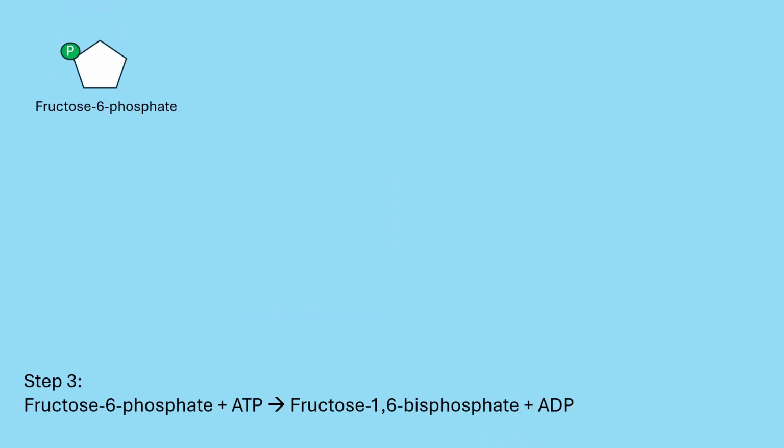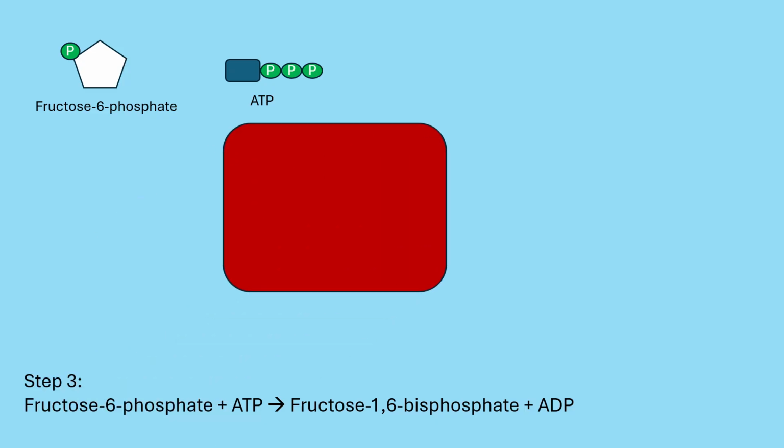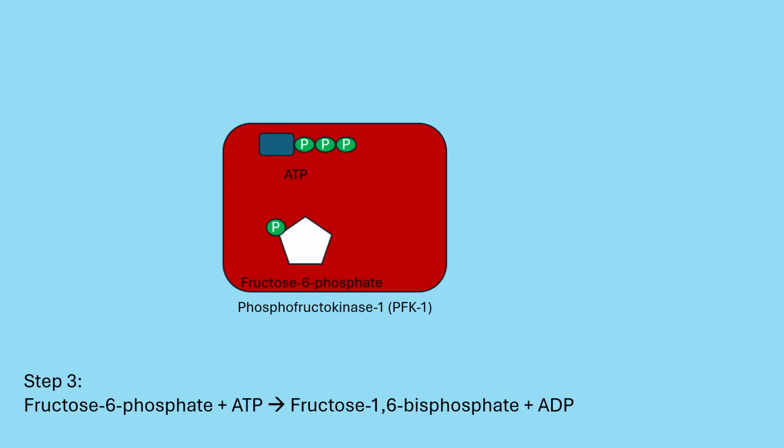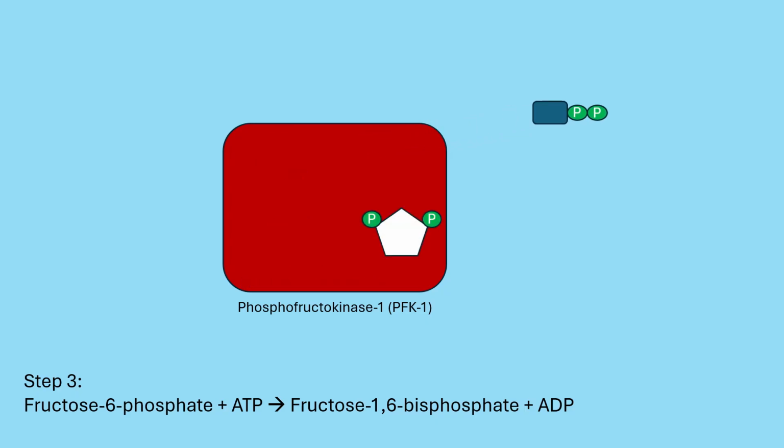Step 3 is another investment step, requiring another molecule of ATP, and is very similar to step 1. This reaction is catalyzed by phosphofructokinase 1, often abbreviated to PFK1, and has a similar role to hexokinase. It takes a phosphate group from ATP and transfers it to the first carbon of fructose 6-phosphate. This forms ADP again and fructose 1,6-bisphosphate.